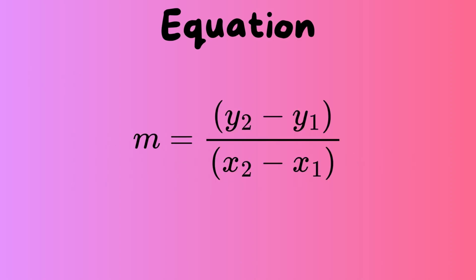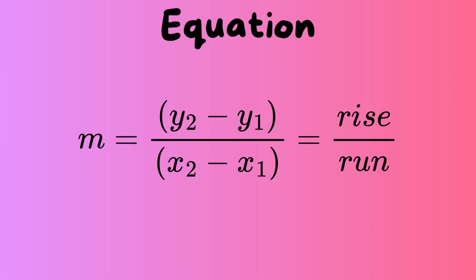When we calculate slope using coordinates, we use this formula. This formula is just another way of saying rise over run. The numerator, y2 minus y1, measures the vertical change, or rise. The denominator, x2 minus x1, measures the horizontal change, or run.